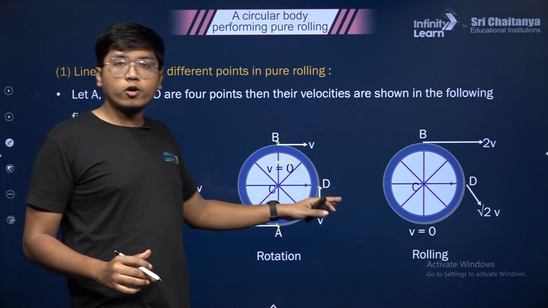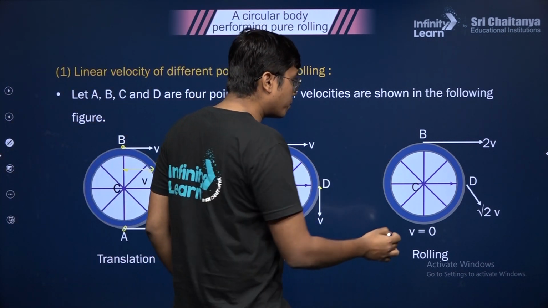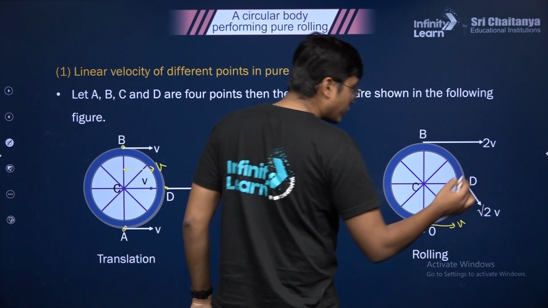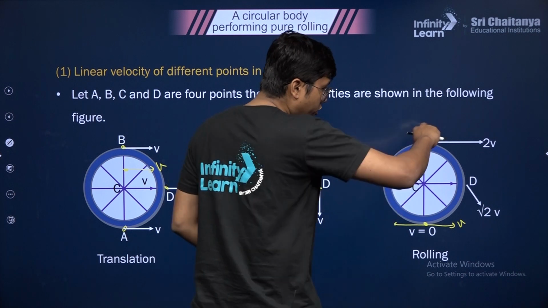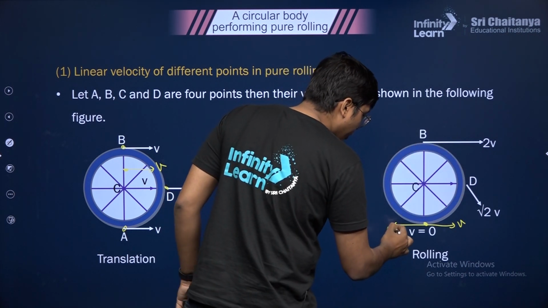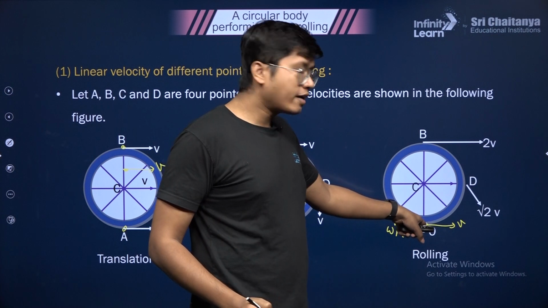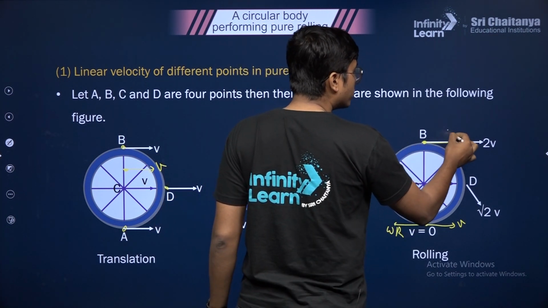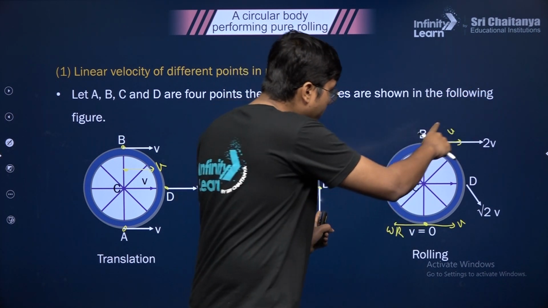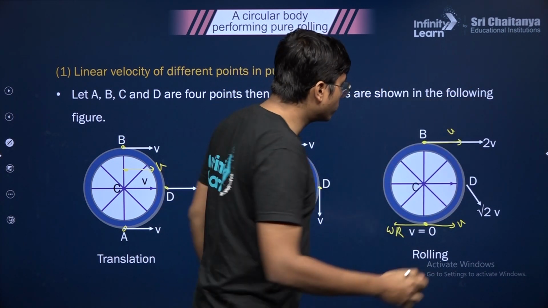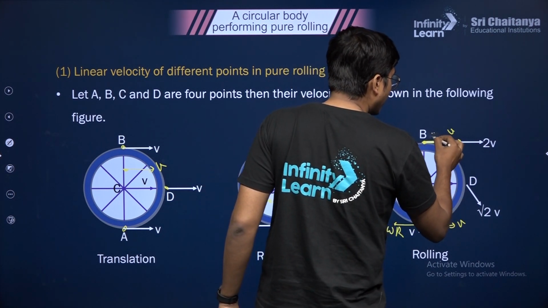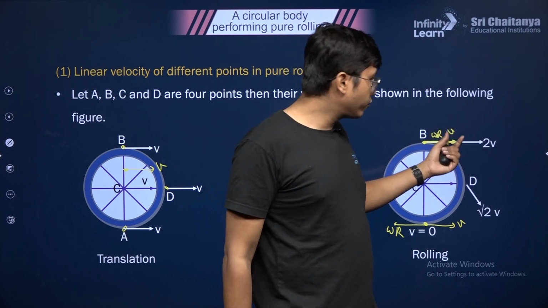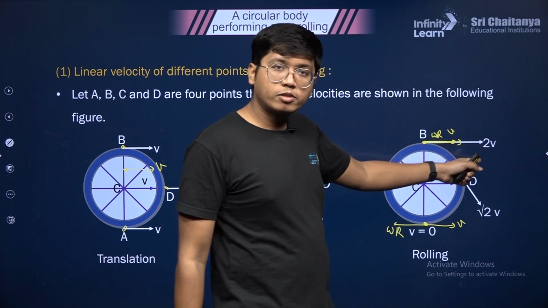Now when you're moving into pure rolling, then at the bottom point, the translational velocity tries to take it forward, while the rotational velocity tries to turn it backwards, so they cancel each other out, and the net velocity is 0. But up top, the normal motion v tries to take it forward, and omega r also tries to move it in the same direction, so the net effect is 2 times.